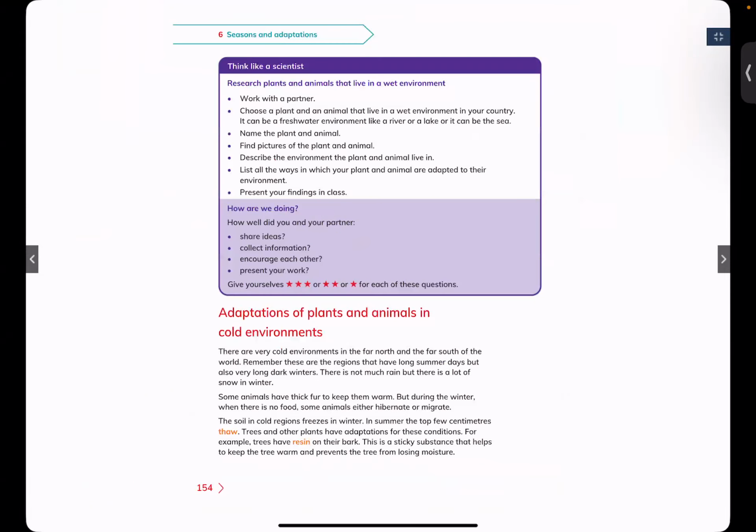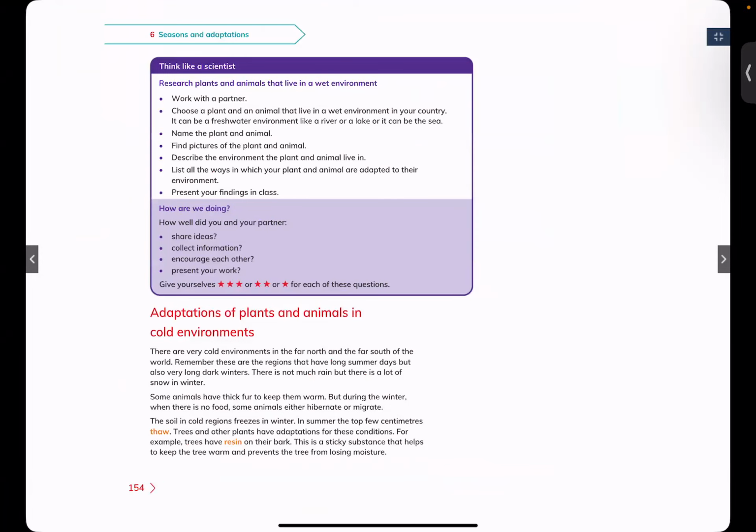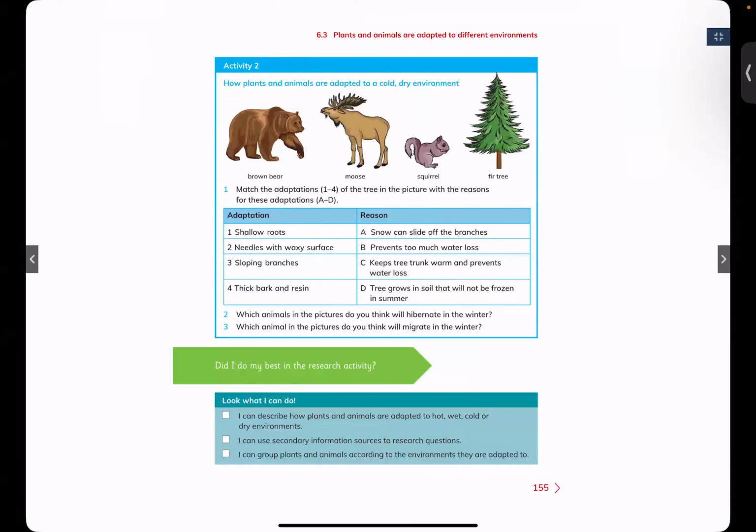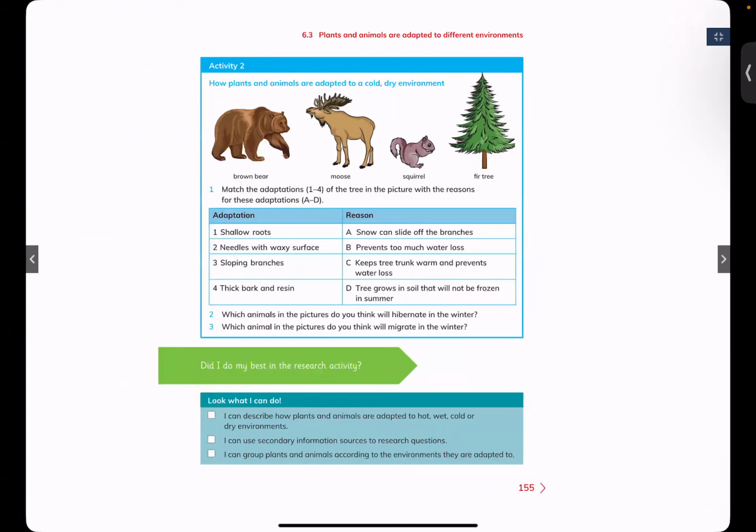So this is the adaptation of all the plants and animals. Even if they ask about any animal that you're not familiar with, these are the challenges that they're going to face, so you can use similar points in that answer also.